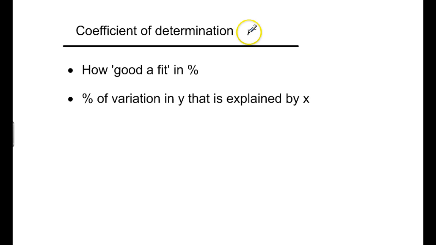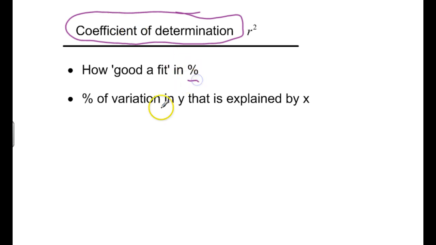There's another thing called R-squared. We call it R-squared, but you'll call it coefficient of determination. And it's related to R, but it's a little different. It's a percentage, and it's how good a fit. So if your R-squared value was equal to 0.95, that's a very good fit.